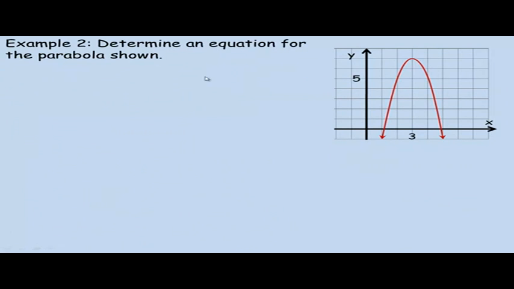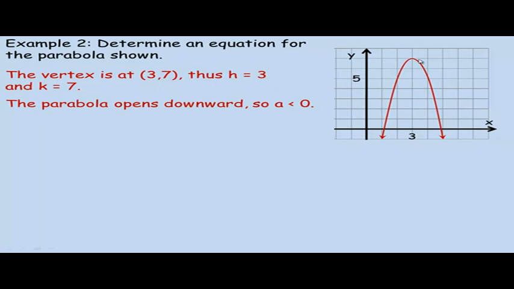Flipping over example 2, it says determine an equation for the parabola shown. So here we have this parabola. If we look up here, this point right here is the point (3, 7), and that's where the vertex is. So the vertex is at (3, 7), so in that vertex form, that means that h would be 3 and k would be 7.